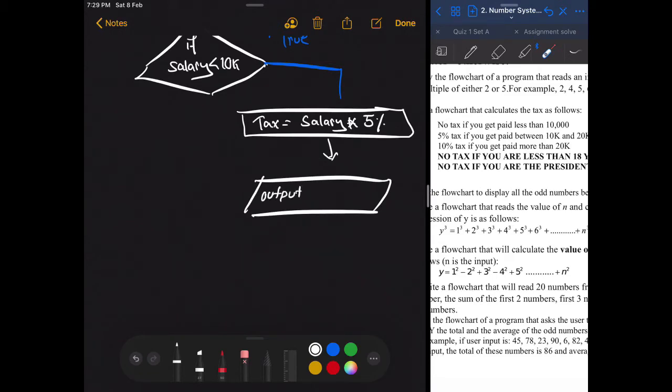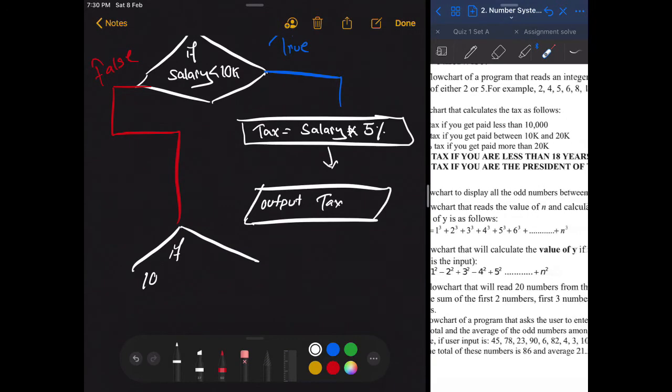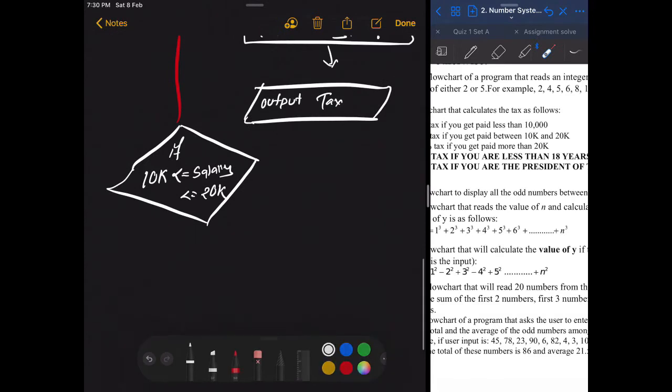However, if his salary is not less than 10,000, what does that mean? That he is of course 18 years old or more, he's not the president of the company, and his income is definitely not less than 10,000. So we need to put another condition where we are going to check if the person's salary is between 10,000 and 20,000. So 10k salary and 20,000. So this is another decision.